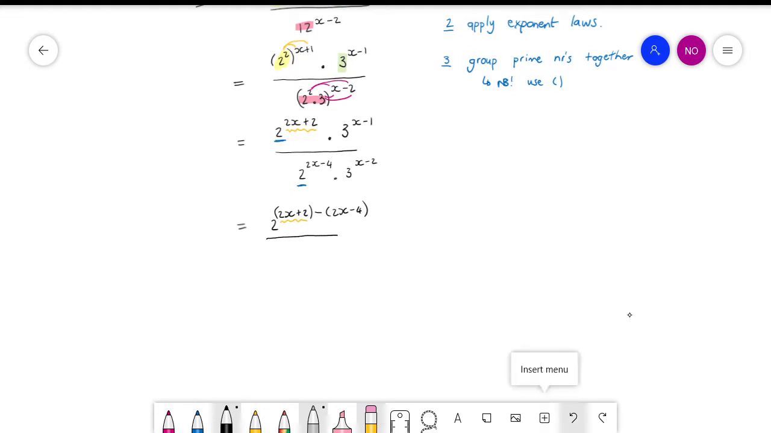Toe het ons gesê hieronder, nou gaan kyk ons na die verskillende soorte grondtalle. So we looked at the base of 2 first. And we said we have one at the top and one at the bottom. Now you know, your exponent law says if you have the same base and they're being divided, then you subtract the exponents from one another. So that's what we did there. Use your brackets. Maak seker jy gebruik jou hakies.